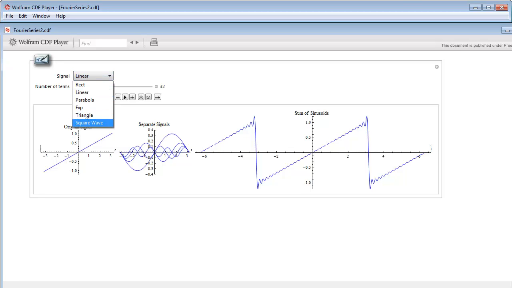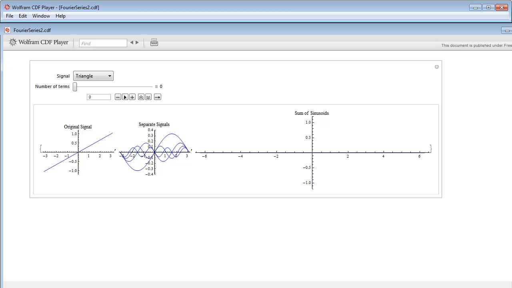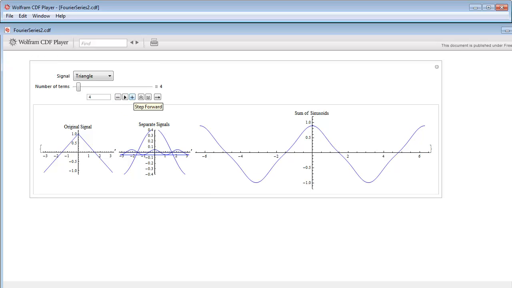Let's do the triangle. Whoops, I need to move that to 0. Okay. Some of these signals, very rapidly, the approximation starts looking good. I mean, we've only done 5, and it's looking pretty nice. Okay, I'm going to do one more here.